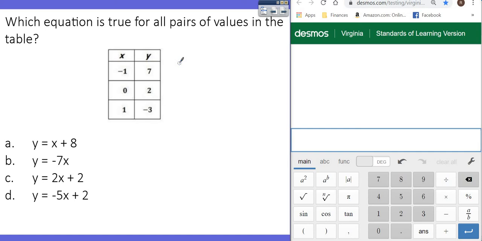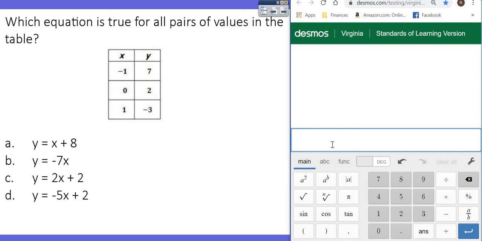All right. It says, which equation is true for all pairs of values in the table? Whenever you see anything like this, guys, go straight to Desmos. This is a Desmos kind of problem. So I'm going to look at this, but I'm going to start with the first one, A.